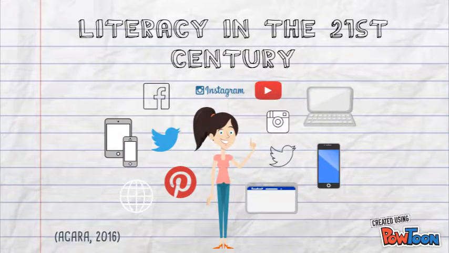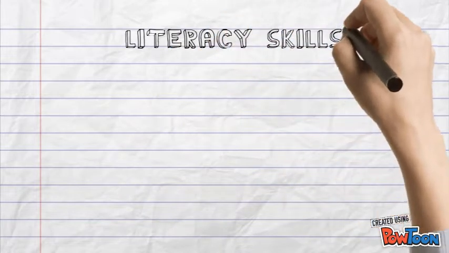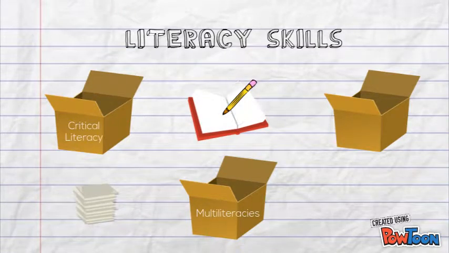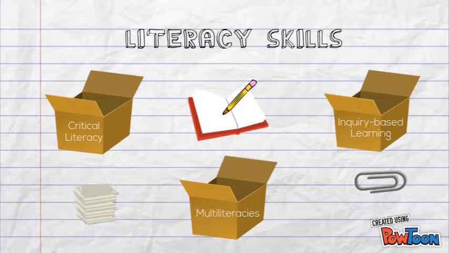Due to these changes, we must redefine what it means to be literate and change the ways in which we teach students literacy skills. For today's children to be able to interact and gain meaning from the world around them, we must teach them modern literacy skills. These skills are multi-literacies, critical literacy, and inquiry-based or collaborative learning.